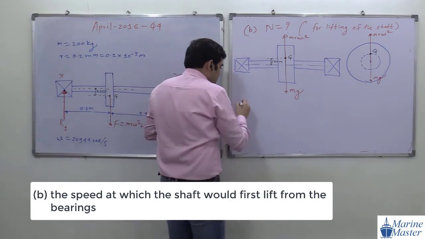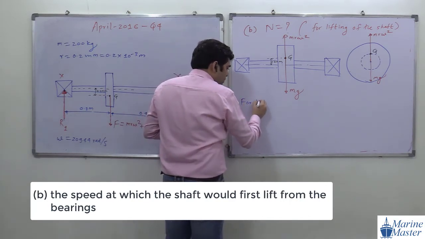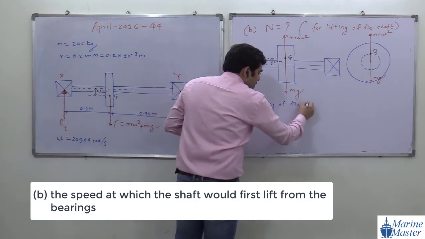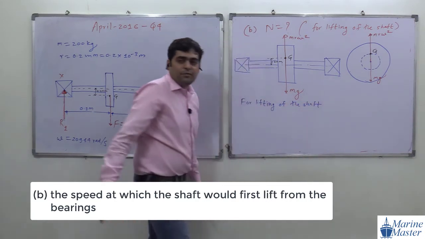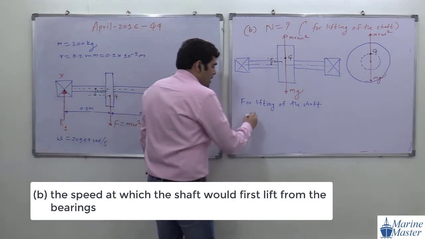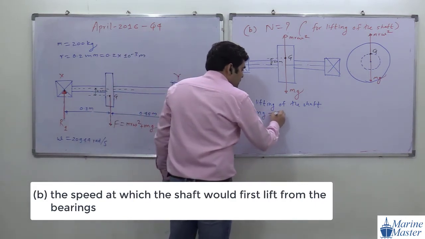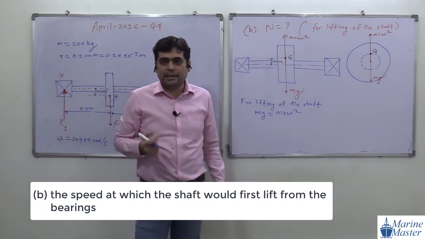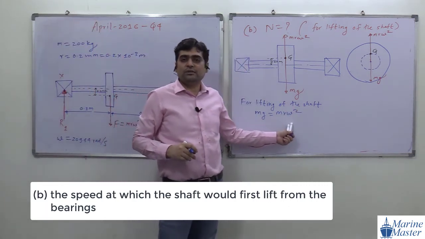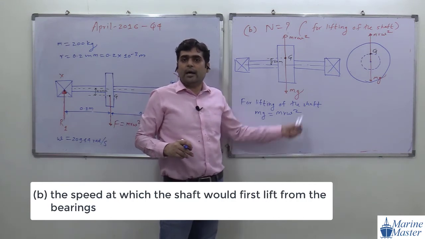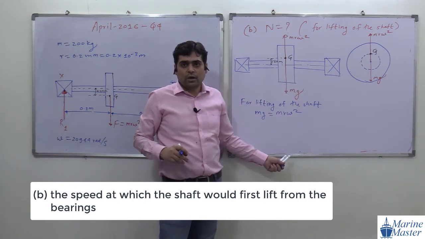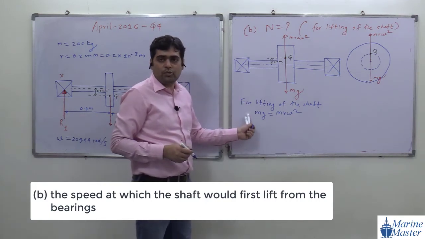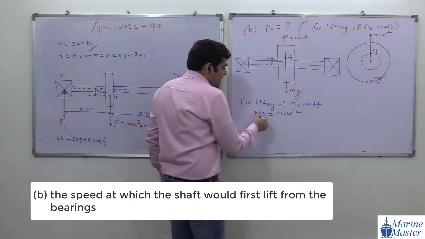So for lifting of the shaft, mg must be equal to m r omega square. Then and only then will the shaft get lifted. Equal in magnitude and opposite in direction. Any doubt in this discussion before going further? So we can cancel m here.